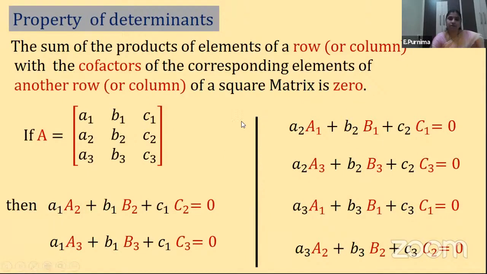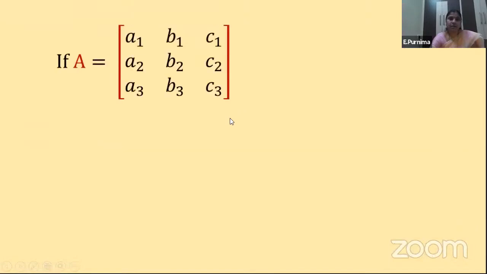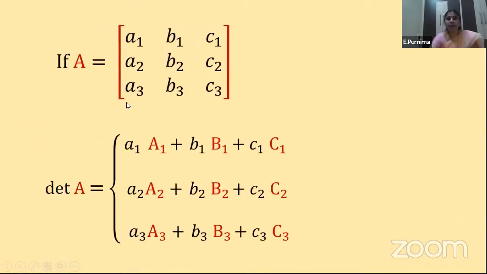Okay. Now let us see this one here, children. Once again I will tell you the determinant. If A is equal to A1 B1 C1, A2 B2 C2, A3 B3 C3, it is a determinant. Sorry, it is a matrix. Then what is the determinant of that A? If you expand along row 1, it will be A1 into its corresponding cofactor A1 plus B1 into its corresponding cofactor B1, C1 into its corresponding cofactor C1. It is expanding along the first row. If you expand along the second row, then that will be A2 into the corresponding cofactor A2 plus B2 into B2 plus C2 into C2. A3 into A3 plus B3 into B3 plus C3 into C3.